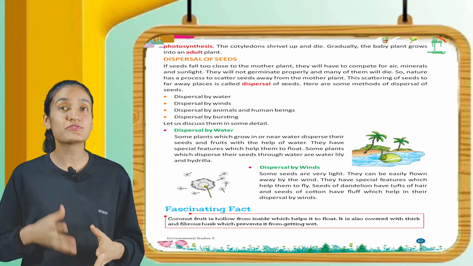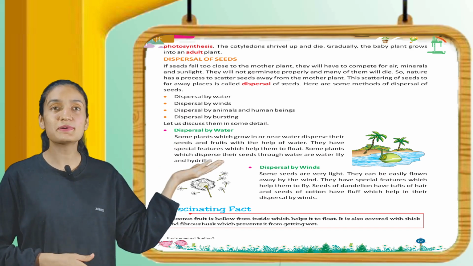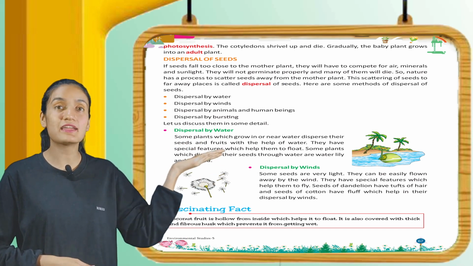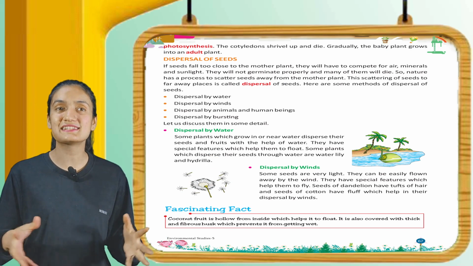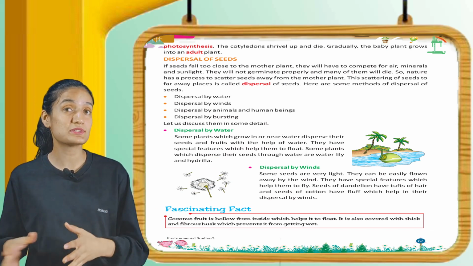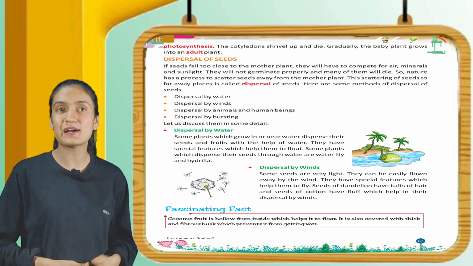Here are some methods of dispersal of seeds. Dispersal by water, dispersal by winds, dispersal by animals and human beings, dispersal by bursting. Let us discuss them in some details. First of all, dispersal by water.